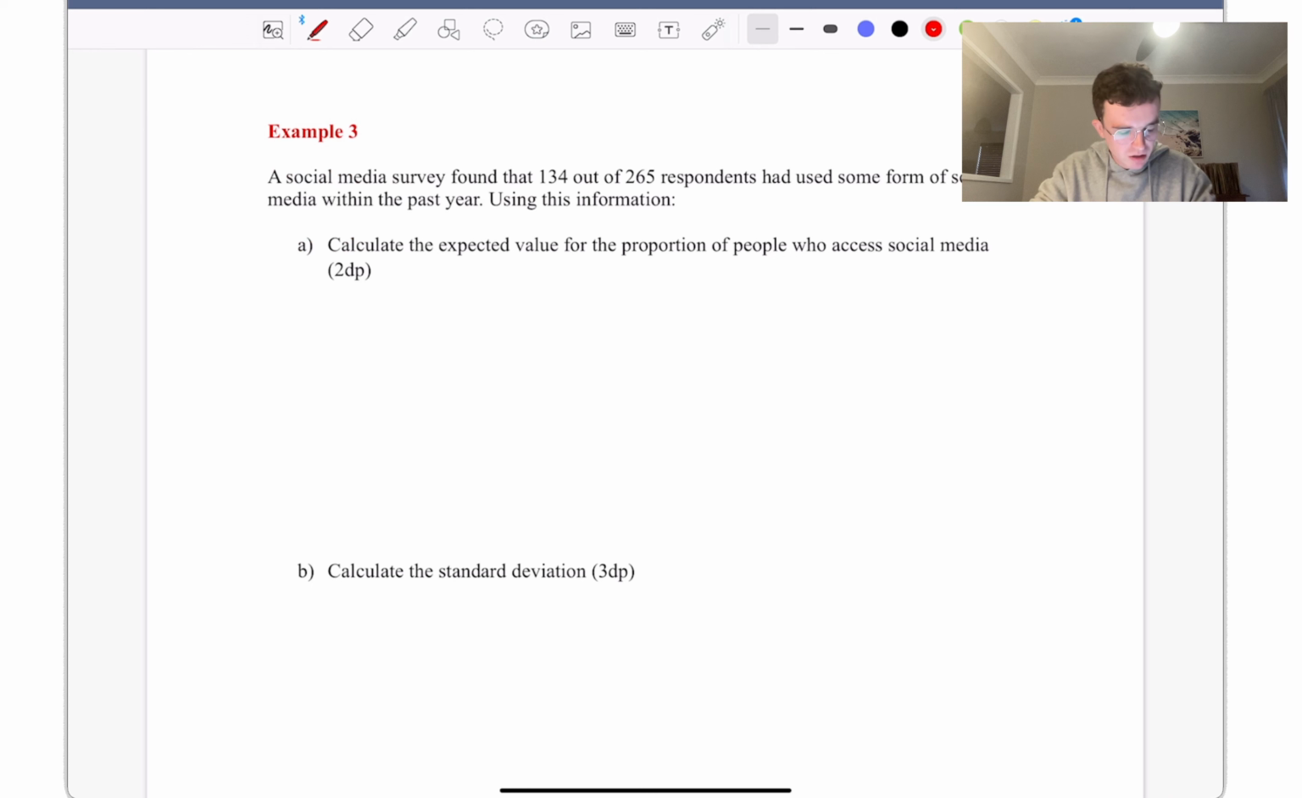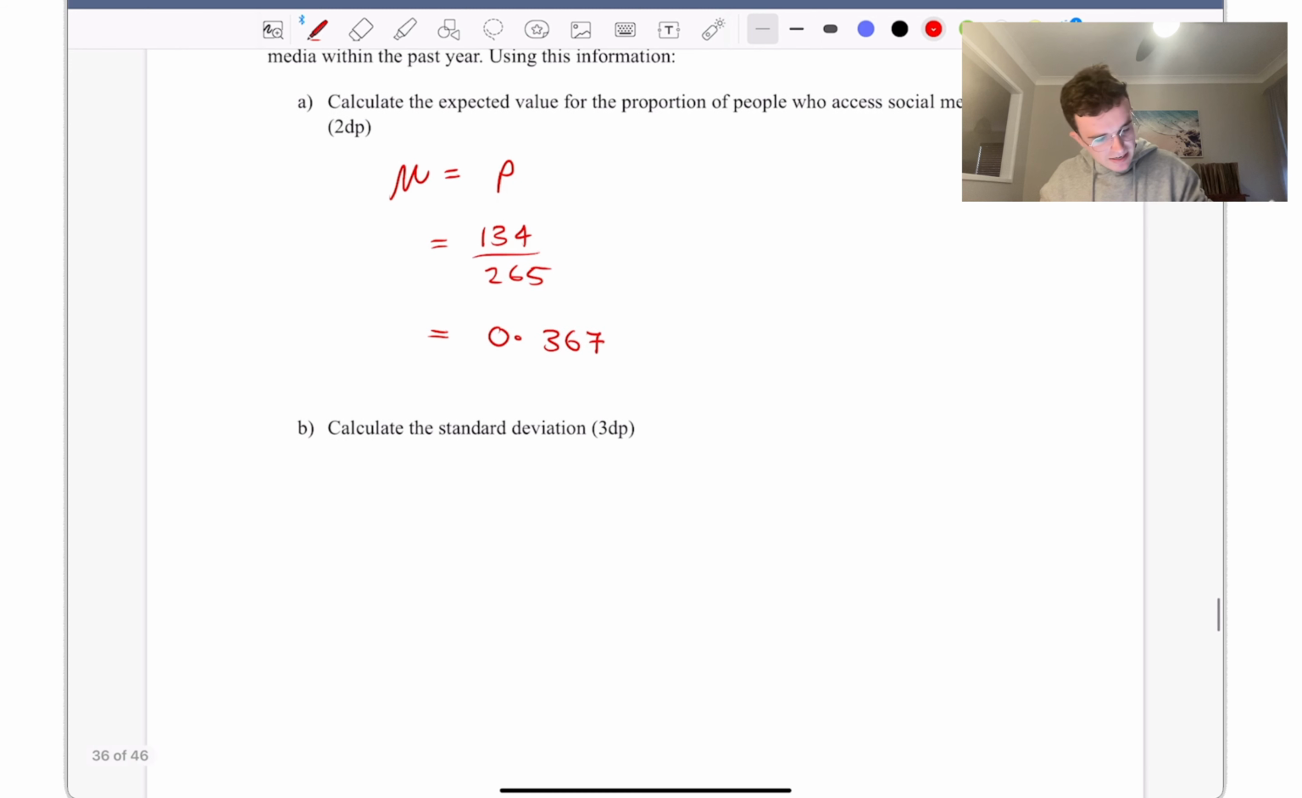Example 3. A social media survey found that 134 out of 256 respondents had used some sort of social media within the past year. Calculate the expected value for the proportion of people who access social media. Well, the expected value is just equal to the probability of success. We've seen that. So the average is equal to p. That's our formula. And the probability of success is 134 on 265, which is 0.367.